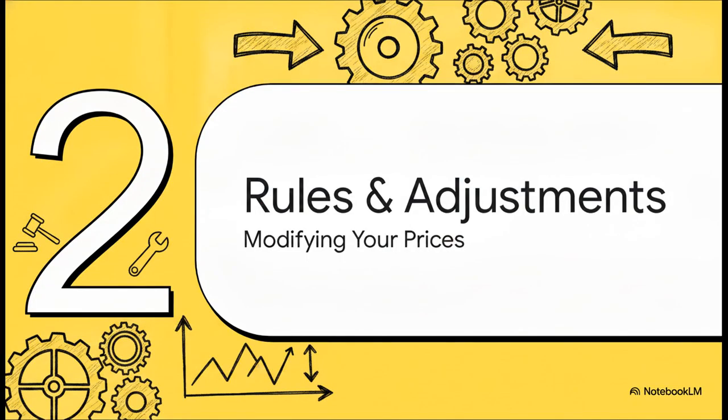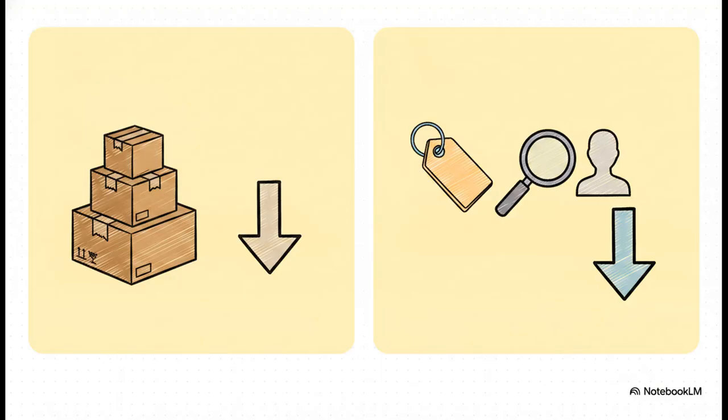Moving right along to Section 2, rules and adjustments. This is where we modify those prices. Once you have a base price, you're going to modify it using adjustments, which fall into two major buckets. First, we have tier-based adjustments. This is basically your volume discounting. For example, maybe you offer $50 off if a customer buys up to 10 units.